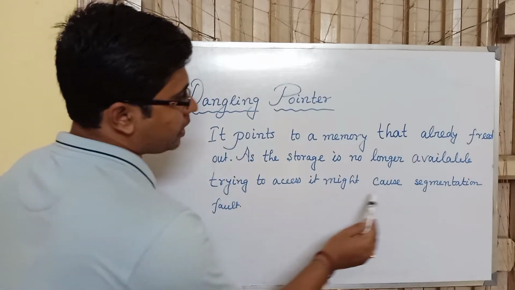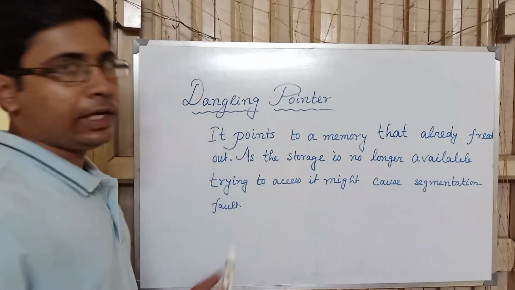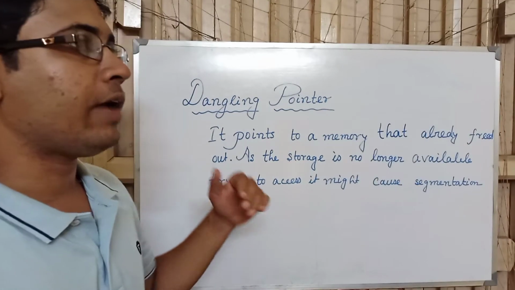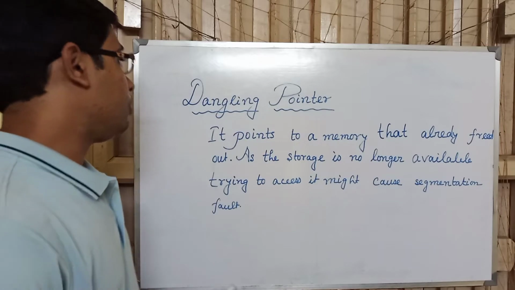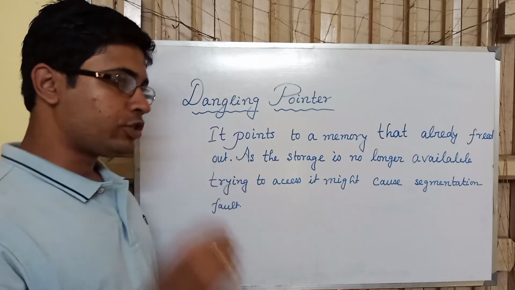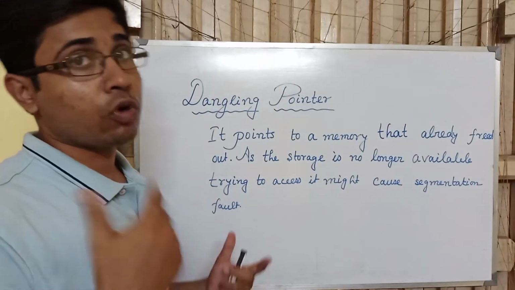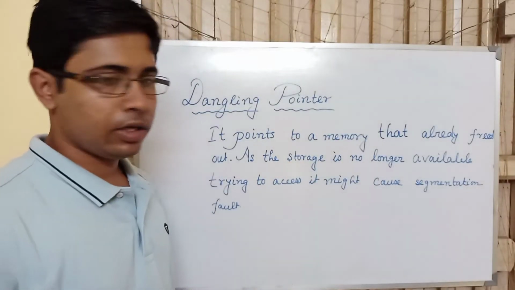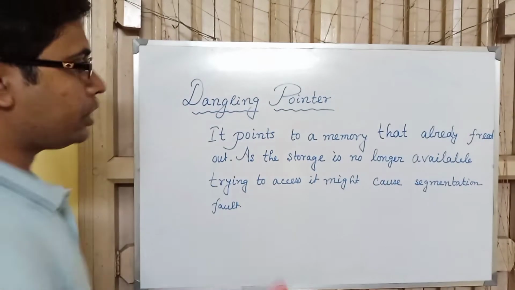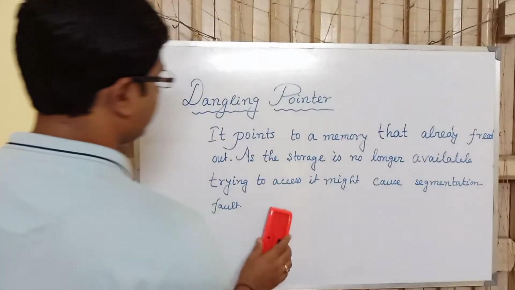Trying to access it might cause a segmentation fault. Segmentation fault is nothing but when we refer to some segment that is not there. So a dangling pointer is a pointer that points to a memory location which is not actually there. With an example it will be more clear. So I am erasing it. Please note it down by pausing the video.